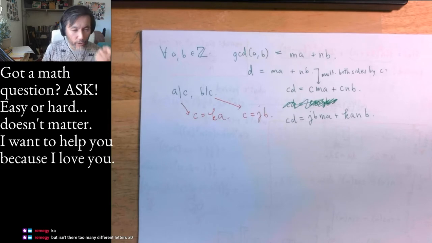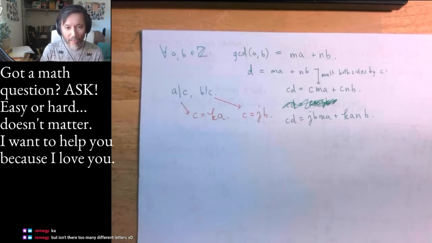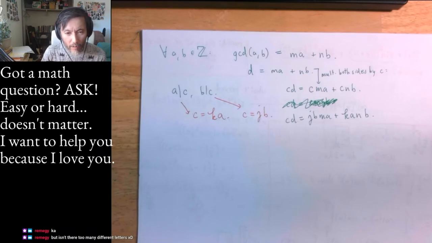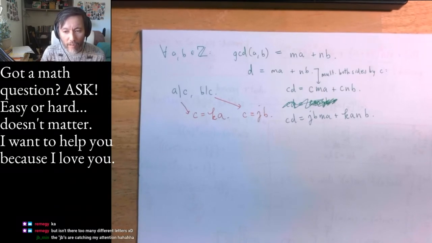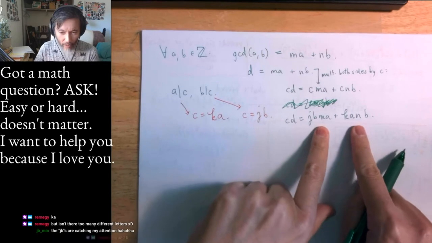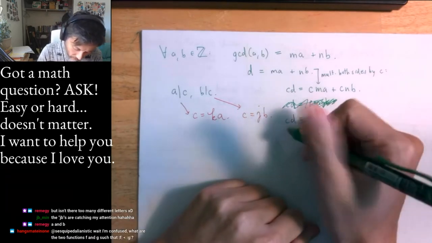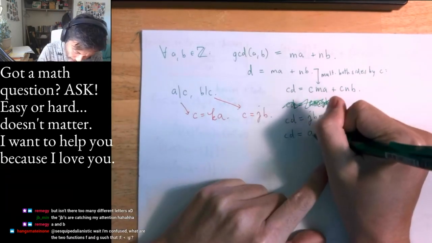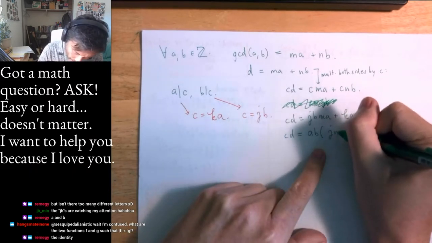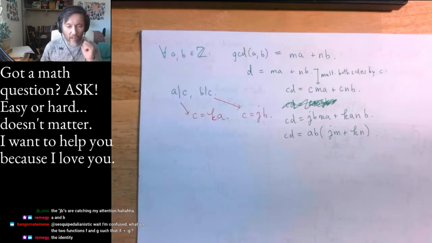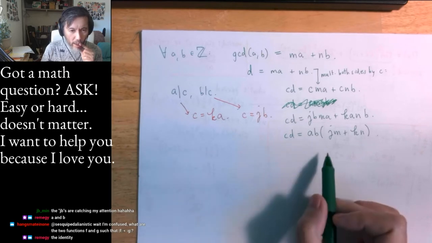Well, what are the key letters here? There's two key letters that really matter over here on this side. What do we see on this side? We see A and B, and A and B is a factor of both of these. So CD is equal to AB times, if we factor it out, JM plus KN. Do you see?